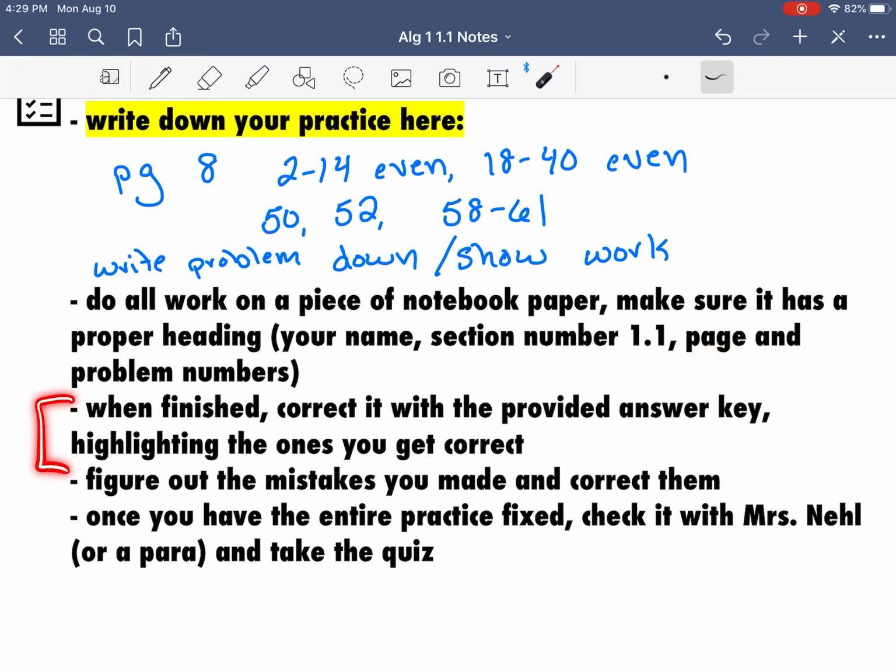When finished, you're going to correct it with the provided answer key. I will post the answer key on the website. You're going to highlight the ones you get right, figure out any mistakes that you made, and correct them. Once you have the entire practice fixed, you're going to check it with me, or if there's a parent in the room, you can check it with them, and then you will take the short quiz. Okay, best of luck.